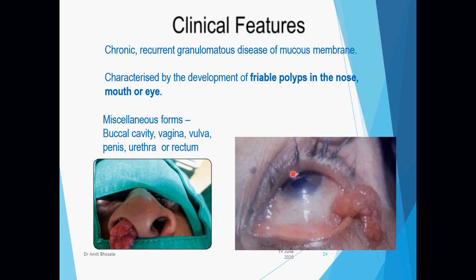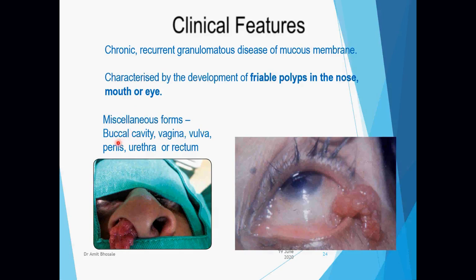Clinical features: it is a chronic recurrent granulomatous disease of the mucous membranes characterized by the development of friable polyps in the nose, mouth or ear. These are the typical lesions. You can see here the lesion developed in the nasal mucosa, and the polyp is so big that it is coming out of the nostril and obstructing the airway. In that case we have to operate and remove the polyp.